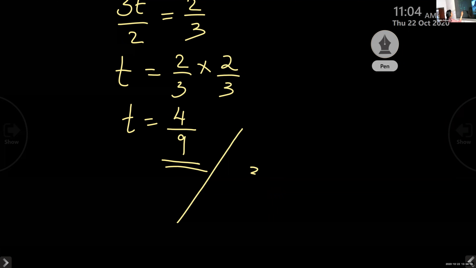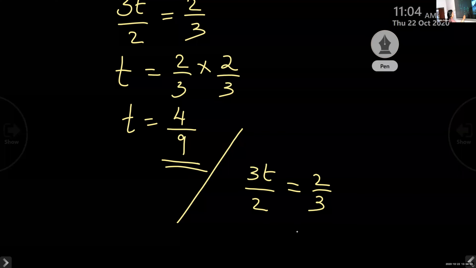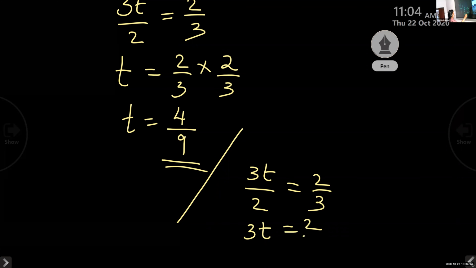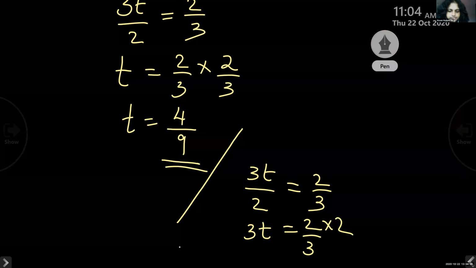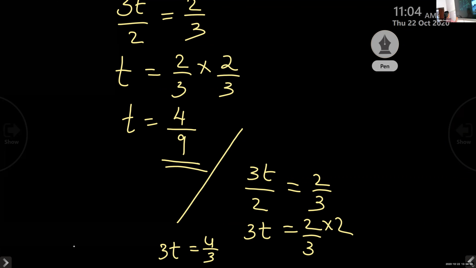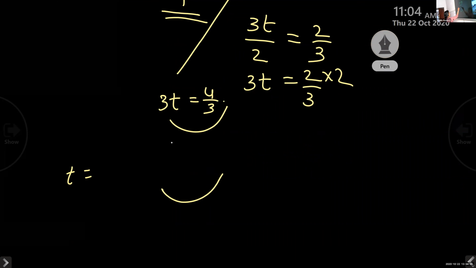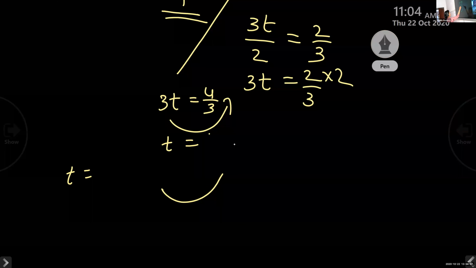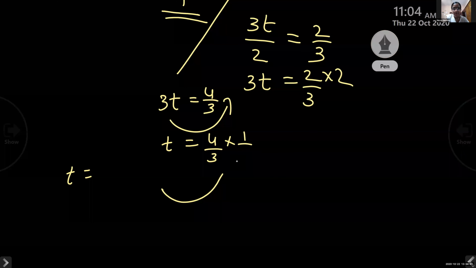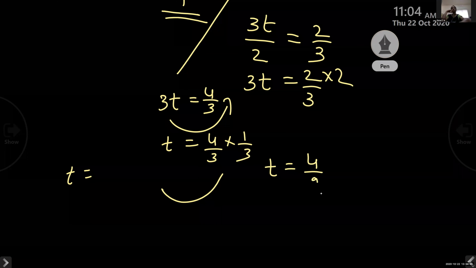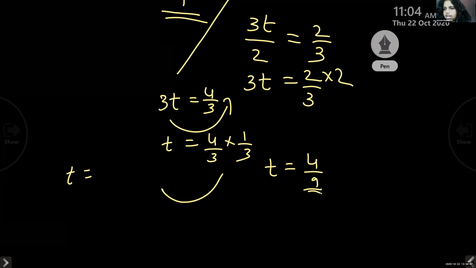What she says is this one. 3t by 2 equals 2 by 3. First, 3t is equal to 2 by 3 into 2. Isn't it? That is 3t is equal to 4 by 3. Then after that, t is equal to, again, she took this 3 to this side. So t is equal to 4 by 3 divided by 3, which is 4 by 3 into 1 by 3. So we will get t is equal to 4 by 9. Ma'am, 3 by 1, that is also correct.